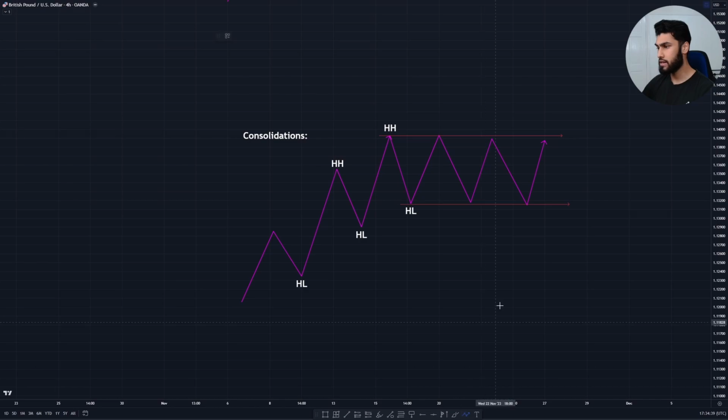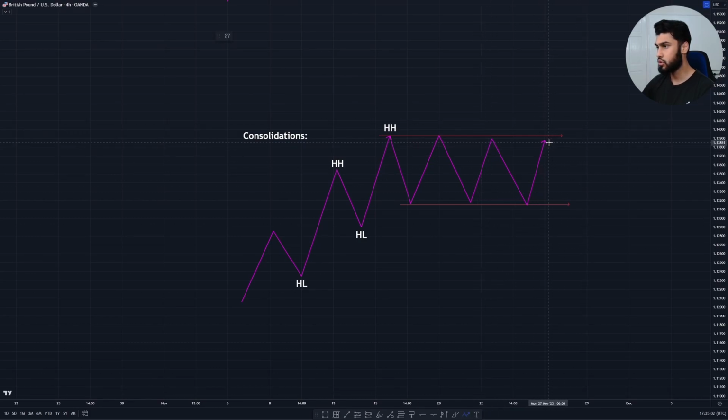So we will need price to break this lower low for us to get a change in trend, to go from an uptrend to a downtrend. So overall, if you look at this, we're still in an uptrend, but price has now started to consolidate because it's failing to create higher highs, and it's also failing to create lower lows as well. So within this range, we're just consolidating, but overall we are in an uptrend.